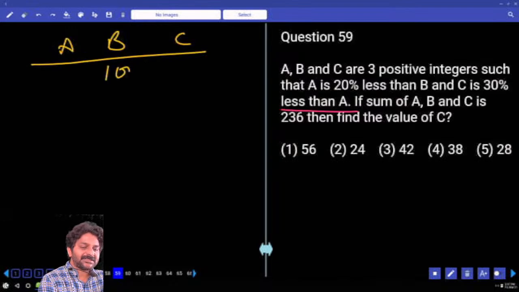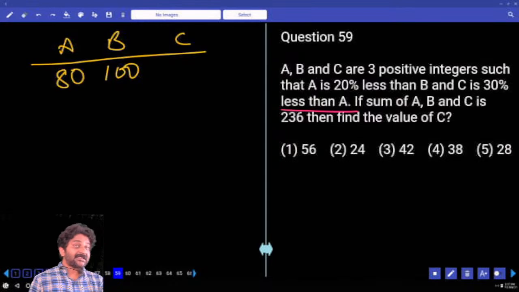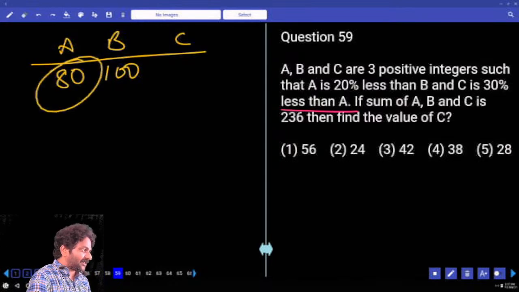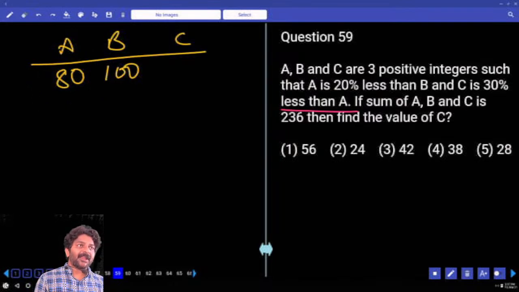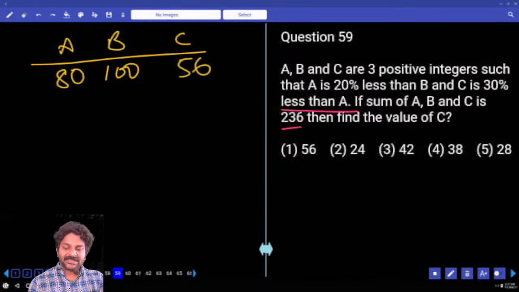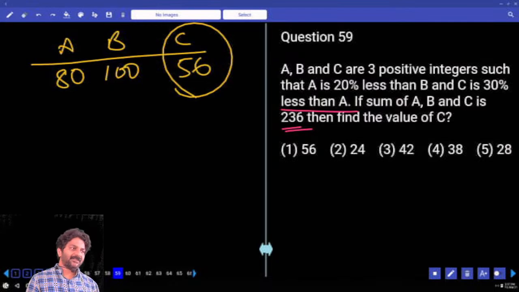Let's start with B as 100. A is 20% less, so 80. C is 30% less than A. What is 30% of this number? 24. Less than 80, subtract it from 80. 56. The sum of A, B, C is mentioned as 236 only. A plus B plus C, our values, is also 236. The question is about C, which is 56, final.